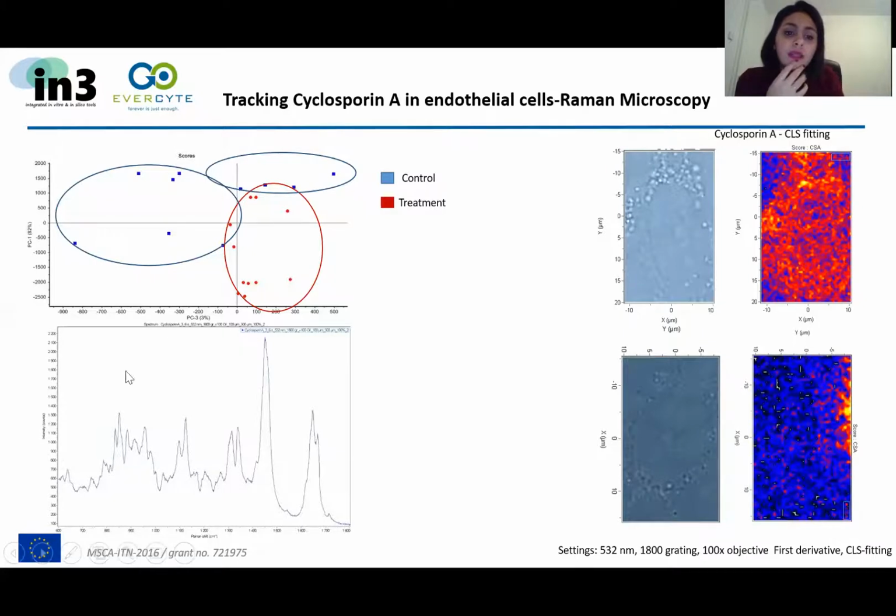So here in the left bottom part, you see that we can see a peak of cyclosporin A, and we can see where cyclosporin A is. We can track it with Raman microscopy, and here in the right upper part we see cyclosporin A accumulation in treated cells around the nucleus of endothelial cells, and here are untreated cells.